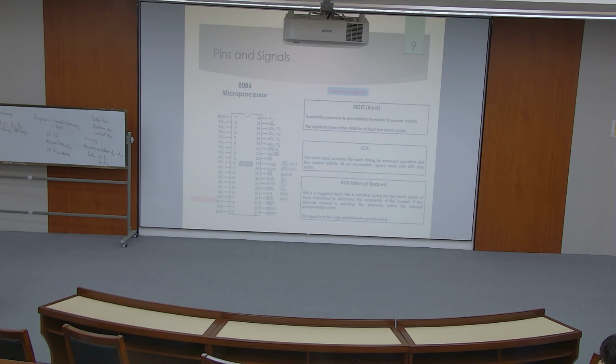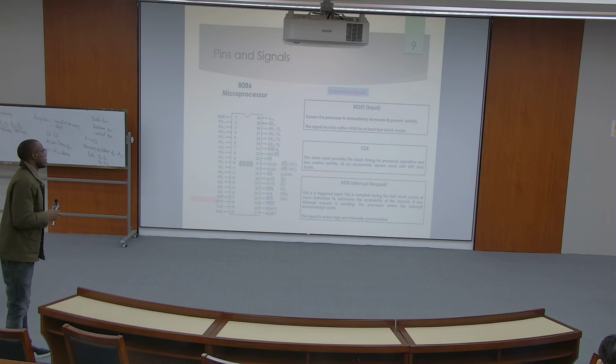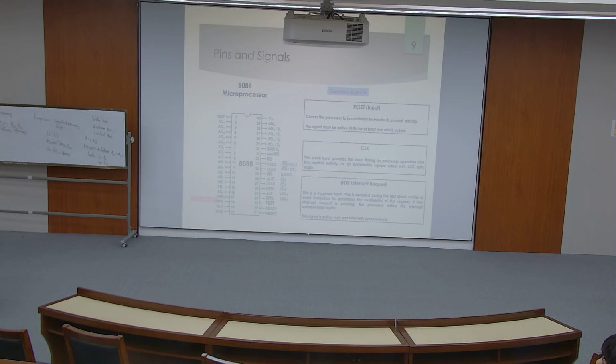The next one is interrupt request, the INTR pin, which is pin number 18. This is like a trigger input. This is sampled during the last clock cycle of each instruction to determine the availability of the request. Now, if any interrupt request is pending, that means the processor will enter the interrupt acknowledge cycle, and this signal is active high and it is internally synchronized.